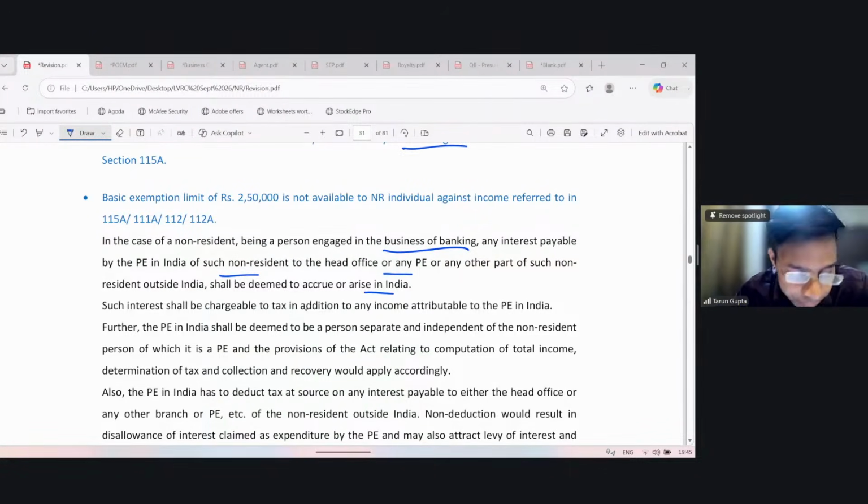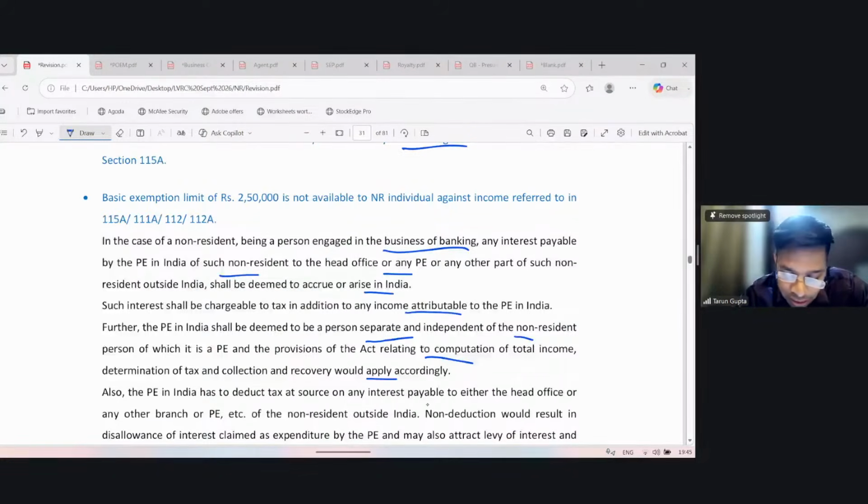Okay. Such interest shall be chargeable to tax in addition to any income attributable to PE in India. Further, PE in India shall be deemed to be a person separate and independent of the non-resident person of which it is a PE. So PE shall be treated separate from its principal. And the provisions of the Act relating to computation of total income, determination of tax, and collection and recovery would apply accordingly.